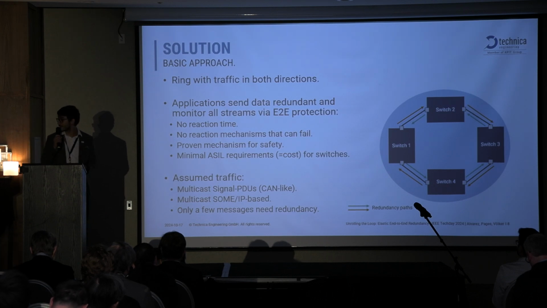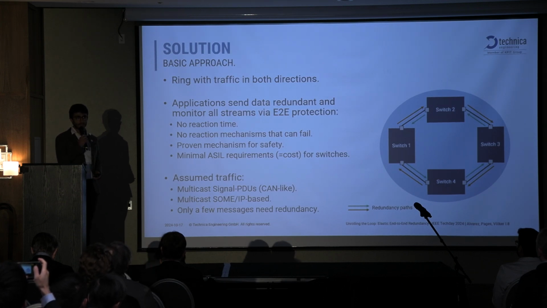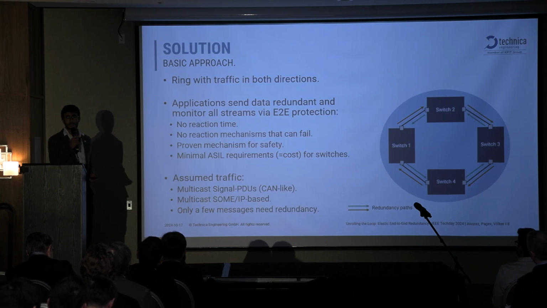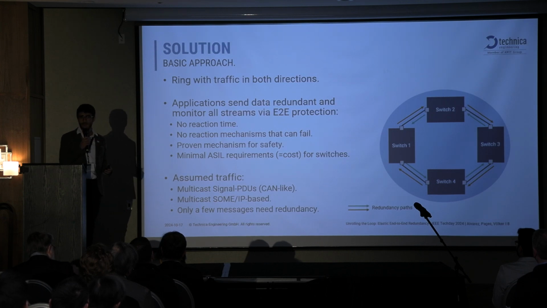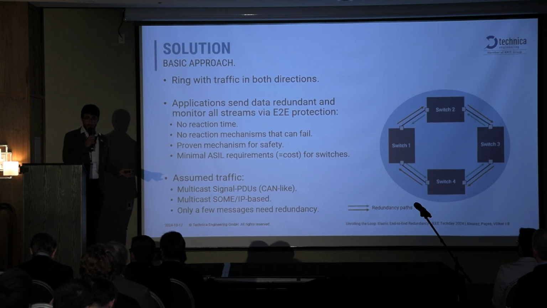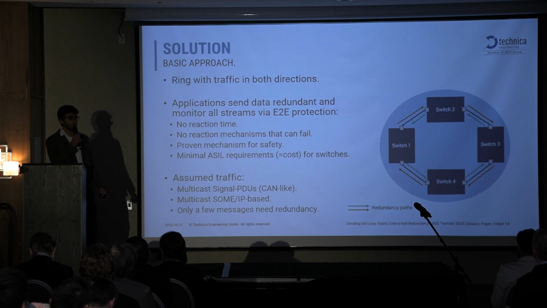Well, hi everyone. Thanks a lot, Lars. And I would like to go now through our technical proposal to solve this elastic end-to-end redundancy solution. So, what is the main concept behind our solution? The basic idea is that we want to create a ring with traffic sent by the ECUs connected to the ring being sent on both directions. At the same time, the applications running on those ECUs need to send the redundant data and they need to monitor such streams via end-to-end protection.